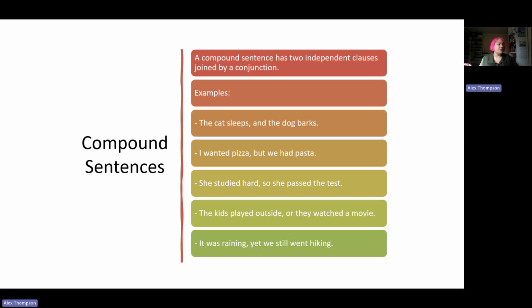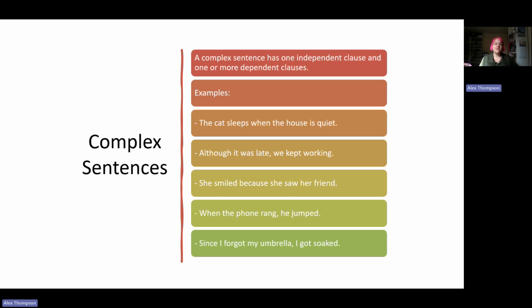So after compound, we're going to look at complex sentences. So this is where we have an independent clause and one or more dependent clauses. So an independent clause is what we were looking at with those simple sentences. It's one idea that can stand alone and make sense. To make it a complex sentence, what we do is we add more detail, more information, but if we just read that information on its own, it wouldn't make sense.